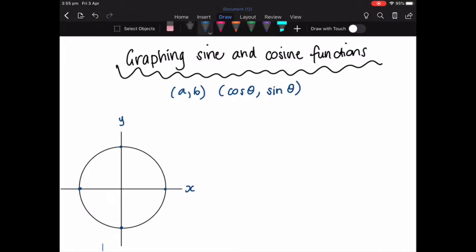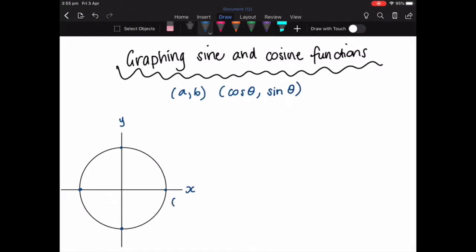So first of all, let's put the coordinates in. So this one here is 1, 0. Up the top here, we have 0, 1. To the left here, we have -1, 0. And down the bottom, we have 0, -1.